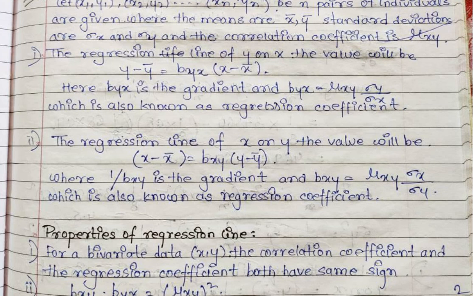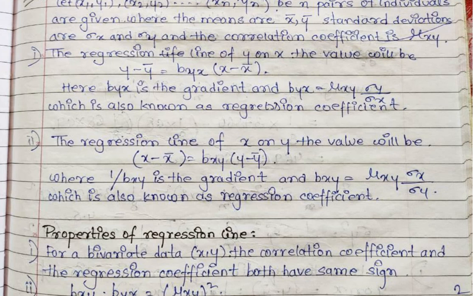What is the mistake that we generally make? This equation is not in the form of y equals mx plus c. Here we have to divide by bxy. Then we have y minus y bar equals 1 by bxy times x minus x bar.